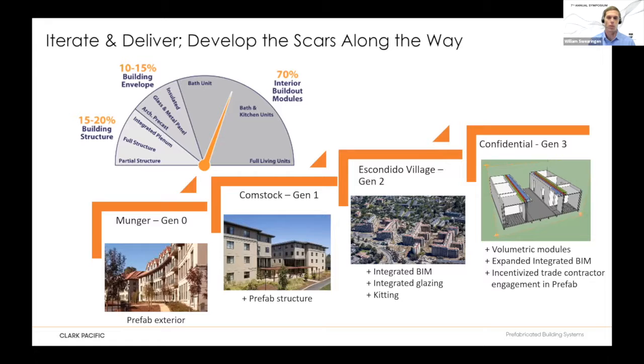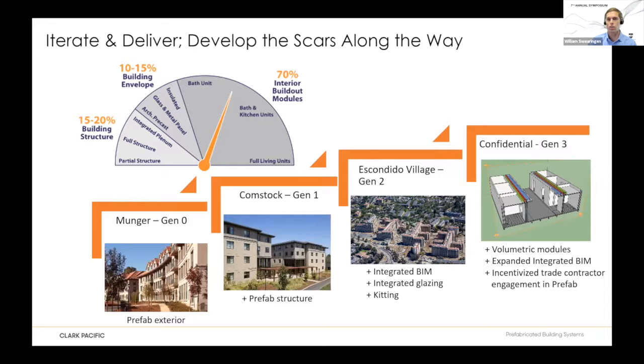So if you think about where we were in 2009, we were delivering a project called Munger, which was just the prefab exterior. In 2014, we moved towards what we called a Generation 1, where we developed and delivered the entire prefabricated structure of the building. For the Escondido Village project on the Stanford campus, we started to integrate glazing and kitting into that model. And then we're working on a project to deliver in 2024 that integrates even more of that interior modules into our process.